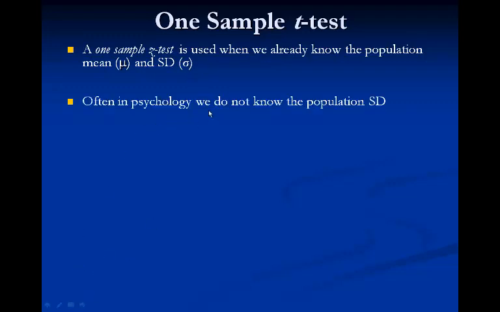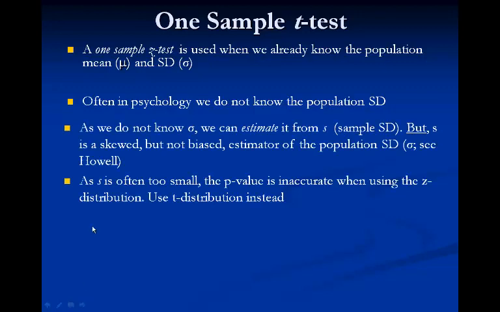So we can move on from the one sample z-test to the one sample t-test. The one sample z-test, as we've already seen, is when we know both the population mean and the standard deviation, the population mean and standard deviation used for the null hypothesis. So often in psychology, as I've already said, we don't know the population standard deviation, although we might well know the population mean under the null hypothesis.